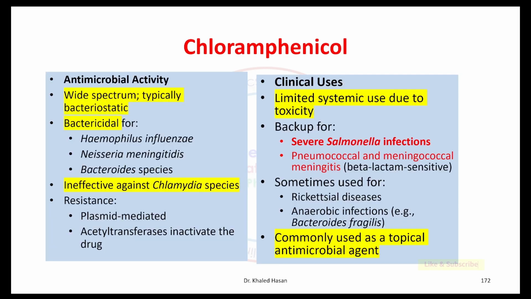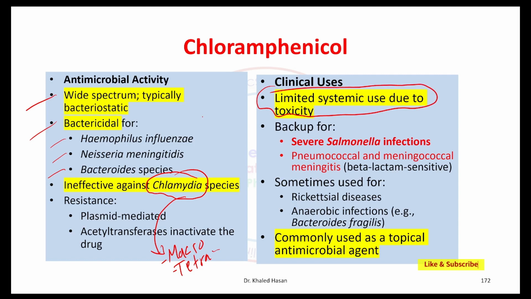Okay, chloramphenicol, as we discussed, is a broad spectrum antibiotic, considered bactericidal for Haemophilus, Neisseria and Bacteroides, but ineffective against chlamydia. So the question: which medication can we use for chlamydia? Someone may say macrolides, maybe tetracycline. So we have other options here for chlamydia. Regarding clinical use, we have limited use of chloramphenicol due to toxicity. We can use it for severe salmonella, or for pneumococcal or meningococcal infections resistant or unable to respond to other antibiotics.